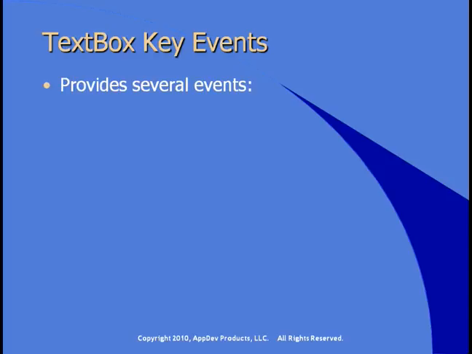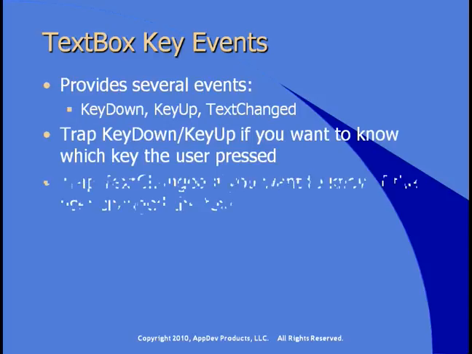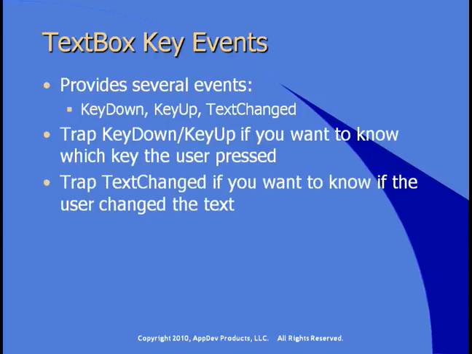The text box has several events that you'll find useful, including key down, key up, and text changed. You trap the key down or key up events if you want to know which key the user pressed. And those are useful if you want to know if the user presses left arrow, right arrow, up or down. That is, keys that don't insert text into the text box. There's a text changed event if all you want to know about is if the user has changed the text, and most of the time that is what you care about. Let's try a demo that shows off those two controls.